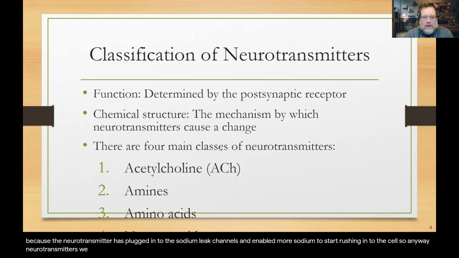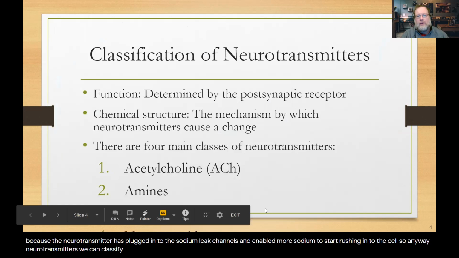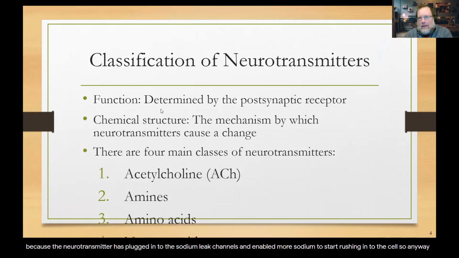We can classify neurotransmitters in a few different ways. How do we classify them? Just like most stuff in A&P, oftentimes the classification boils down to the function. So these are functional classifications, as well as based on the structure of the chemical that's involved. So we do have 4 classes of neurotransmitters.